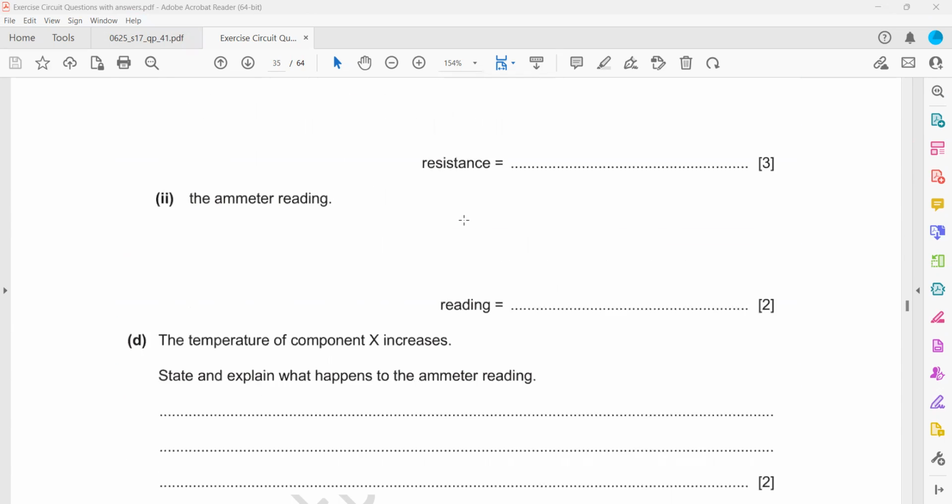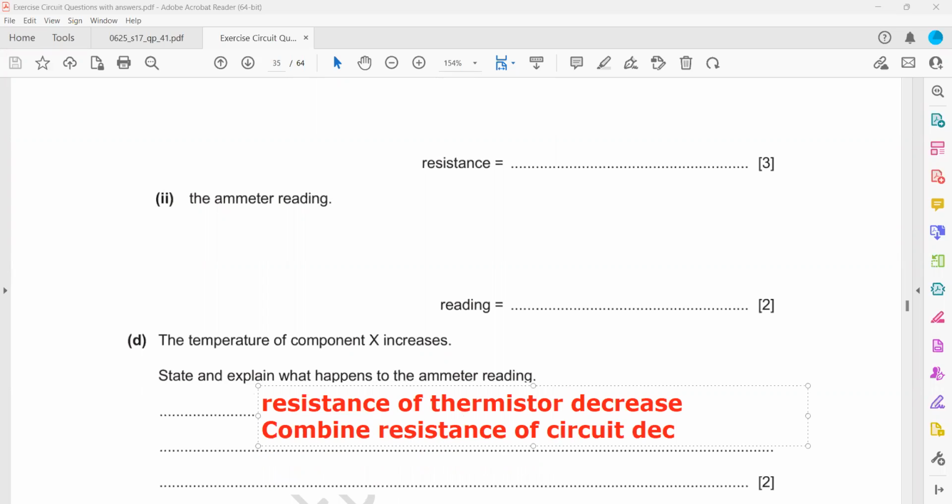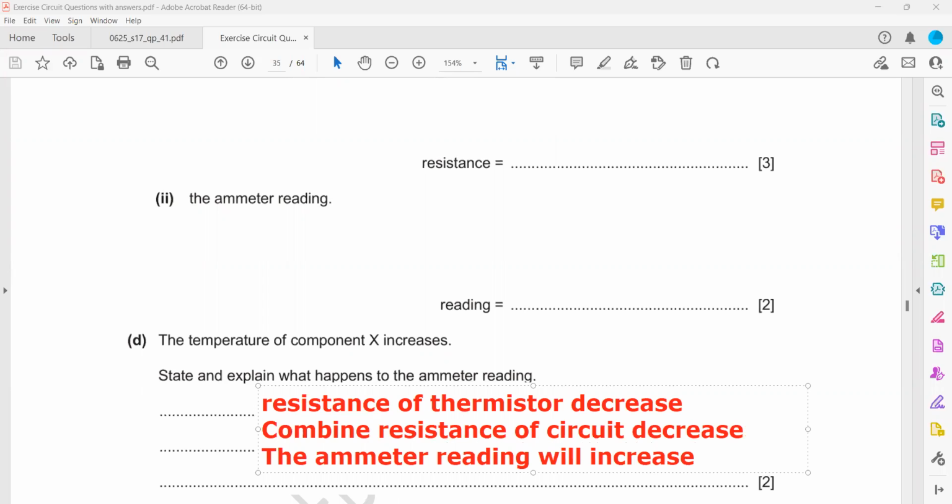Is this part clear? How will the ammeter reading change? So the resistance of the thermistor decreases. That is 1 mark. Then what happens? The combined resistance of the circuit decreases. And when the combined resistance of the circuit decreases, the reading on the ammeter will increase.